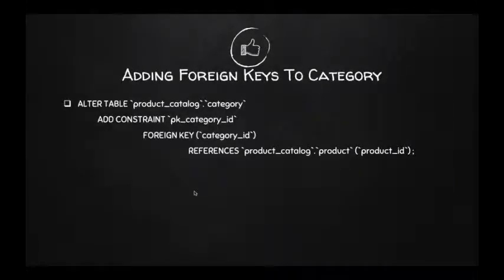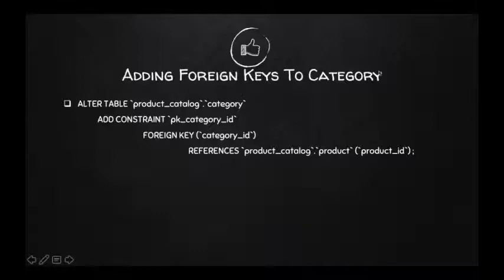Adding foreign keys to categories. These are just constraints, so that if you were to add any data to these tables that have these relationships, and you tried to delete or edit them, it would also affect the relationship between the product and category, product and image, and product and vendor.